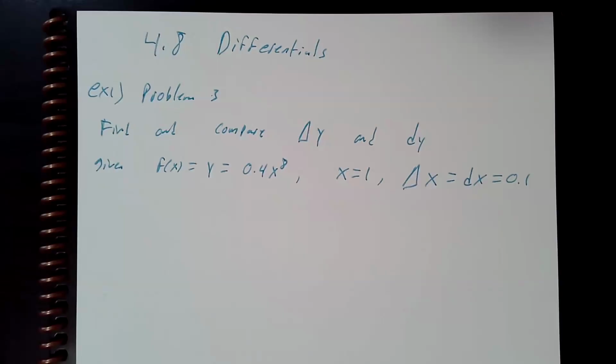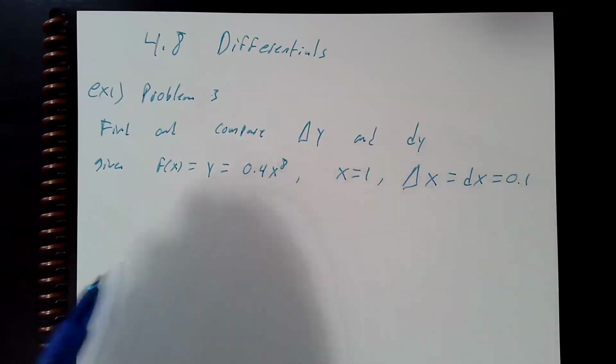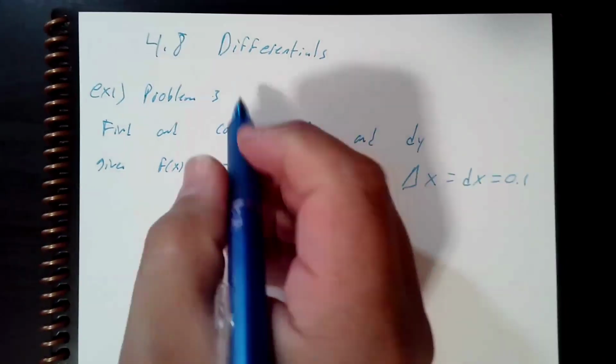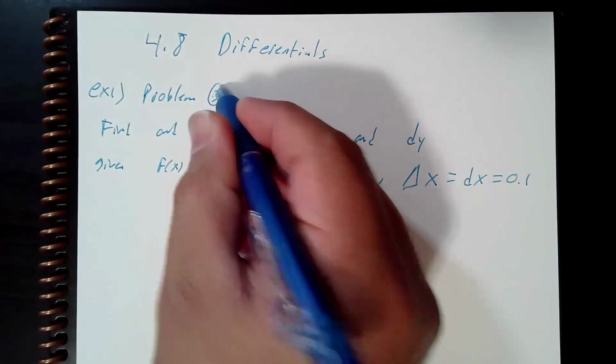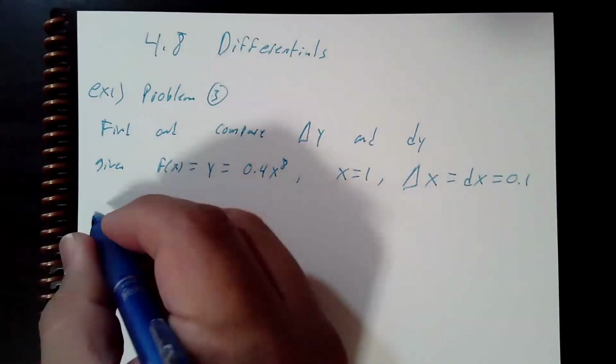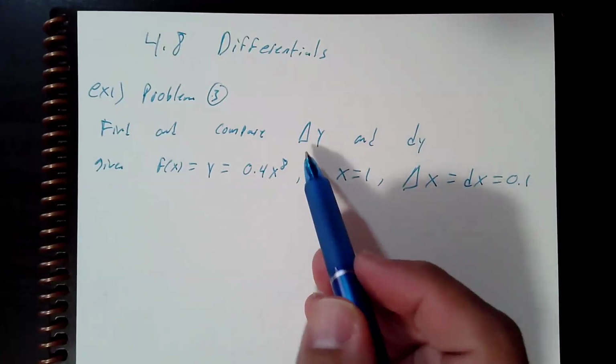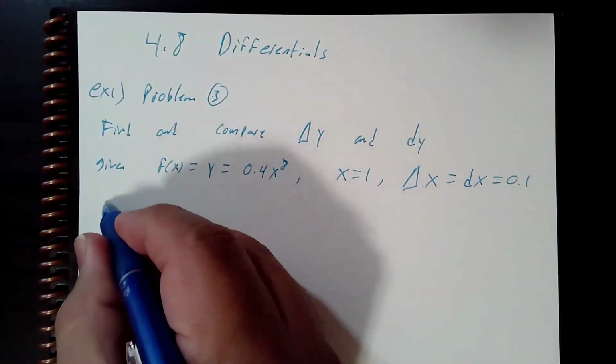All right, guys. So 4.8 is super short. All we're going to need is this formula. So let's do problem 3 from your homework. The formula we're going to use is basically the formula for delta y, because that's what they want us to find.